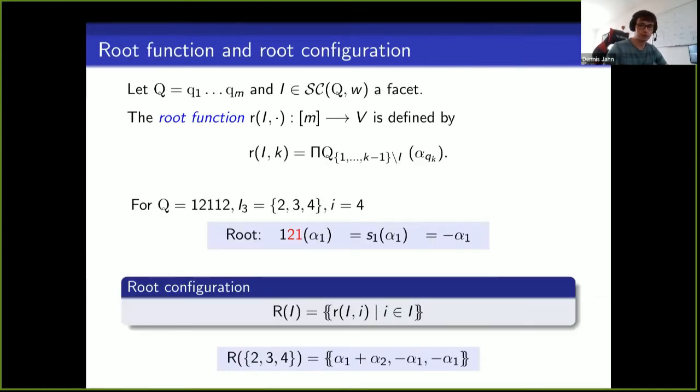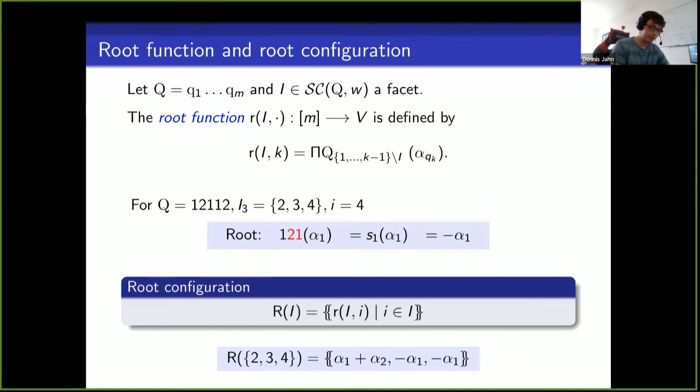Okay. There are 2 functions that are very important for the combinatorics of subword complexes, the root function and the weight function. And I'll start with the root function here. To each facet of the subword complex and each position, we associate a root. And this is the formula, but I'll explain it with an example. If we have the facet 2, 3, 4 and the index 4, we consider all positions of the word that are in front of this index 4.